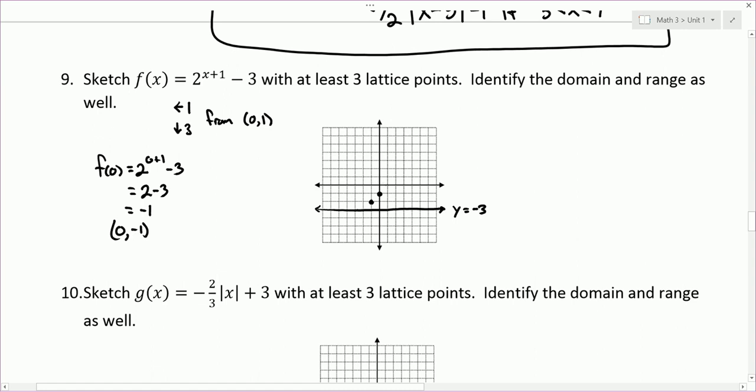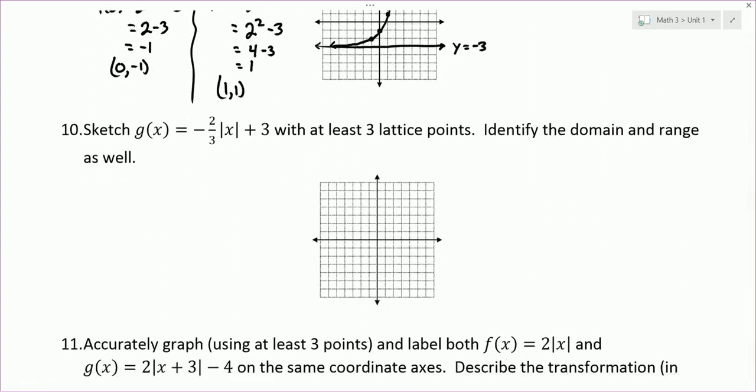And then I'm going to plug in a 1 for x. And we get a 1 for y. So 1, 1 is another lattice point. And so as we move to the left, our graph approaches that horizontal asymptote. It never touches, it just gets closer and closer to it. We have our 3 lattice points, and there's our graph.